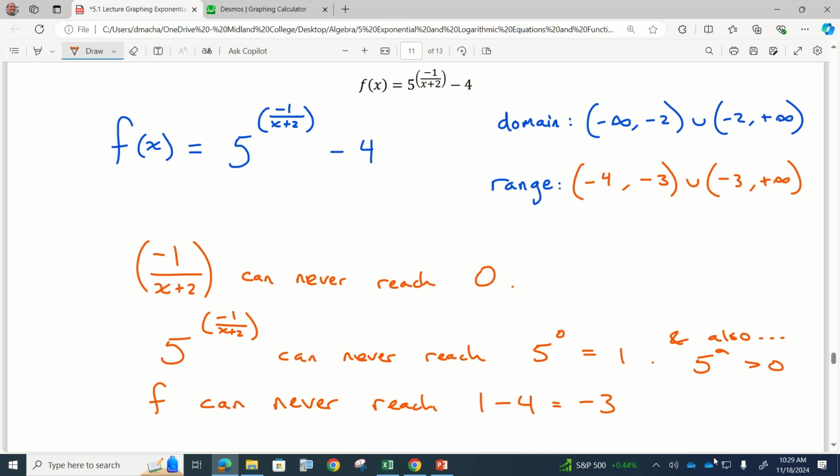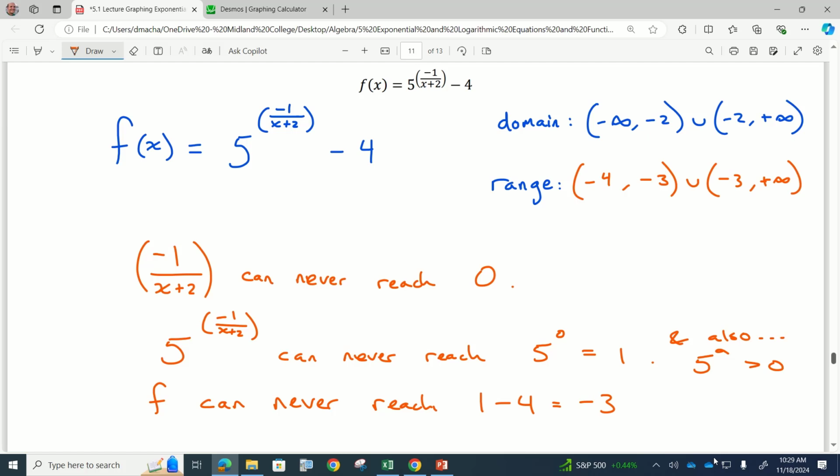Let me say that one more time. The first term here has to be a positive number because you've got 5 raised to something, right? And so we talked about exponential functions. They always have a positive range. So I've got something that's positive, -4. Well, the lowest you can get to is -4. So this is my real range with my mistake corrected.